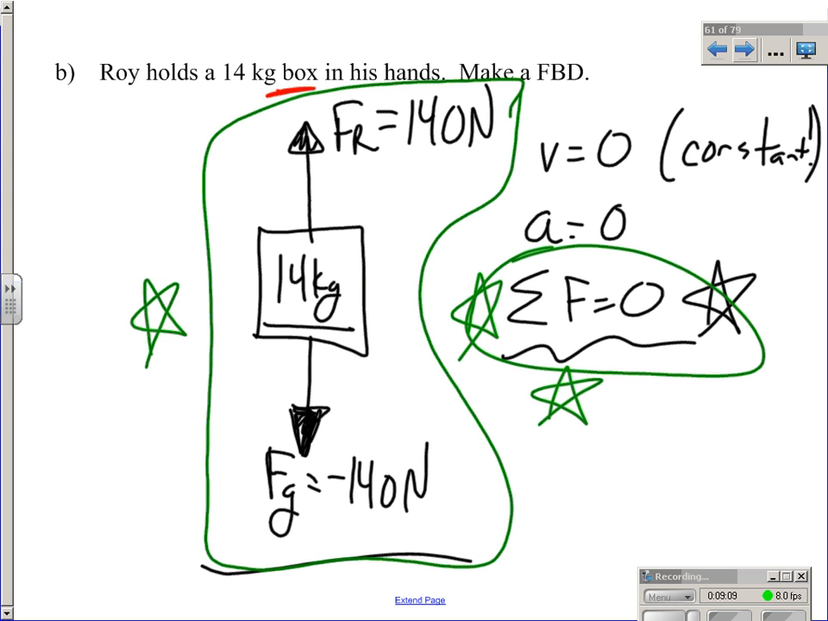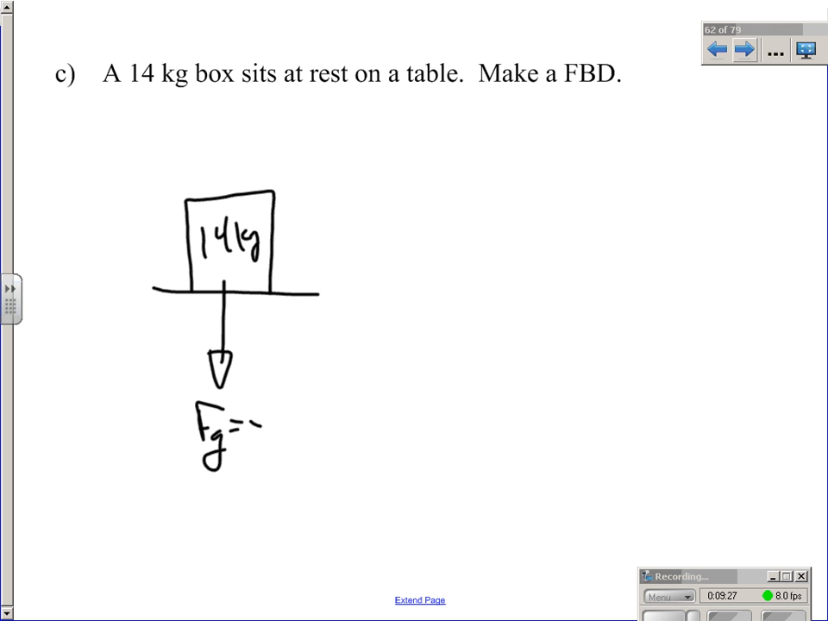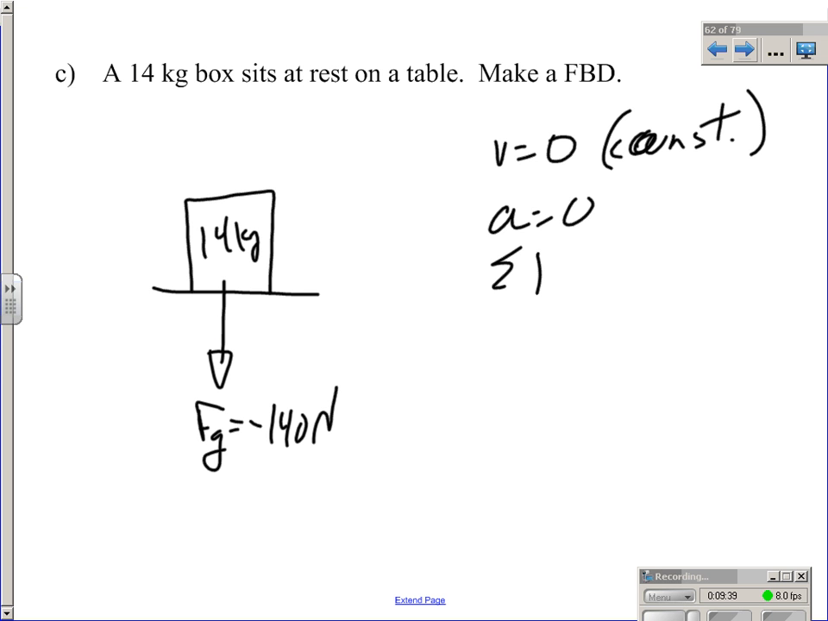Next example. This is going to bring up a new term. Almost the exact same problem, but this time instead of Roy holding it, it's sitting at rest on a table. Okay, so I'm going to kind of plow through it. It's the exact same train of thought. Here's your box, 14 kilograms. Gravity's pulling it down with force of 140 newtons. Once again, your velocity is 0. It's constant. Since your velocity is constant, acceleration is 0, net force is 0.